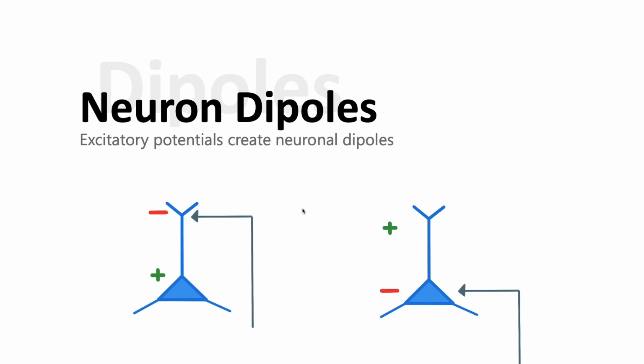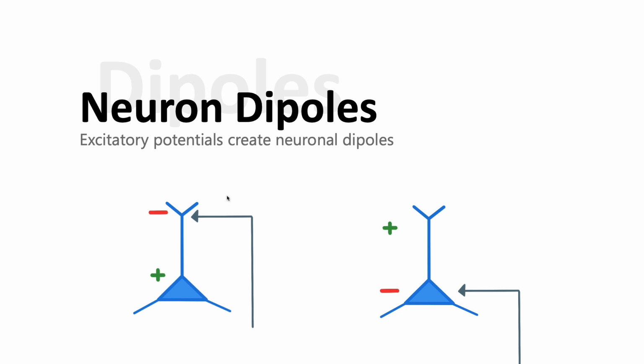Excitatory potentials create neuronal dipoles. It depends where you have the excitatory potential which type of dipole is created. Here we see a pyramidal neuron with an apical dendrite, and there's an excitatory potential affecting the distal end of this synapse. So, excitatory potentials at the apical dendrite cause a sink as positive charges of sodium and other ions rush into the dendrite, leaving a more negative charge outside of the apical dendrite synapse.